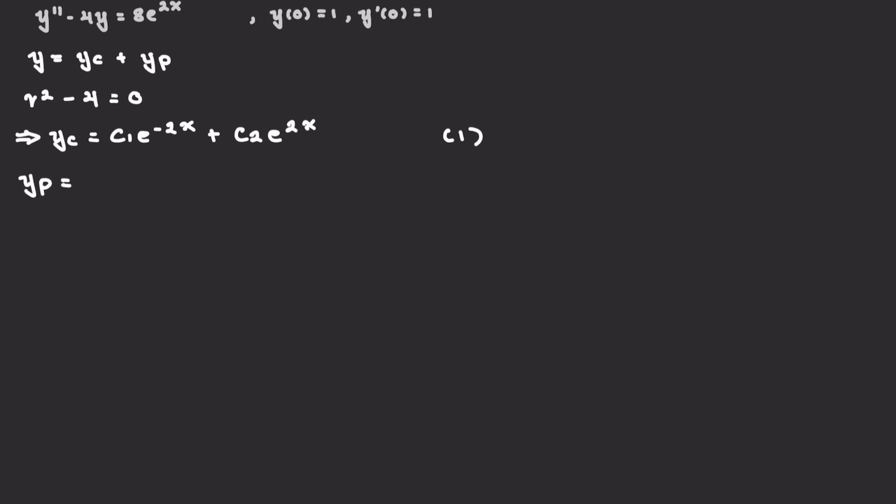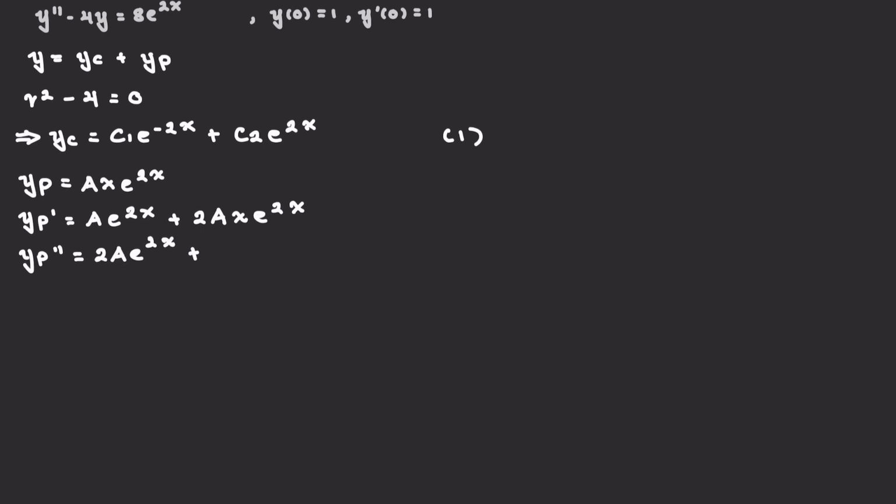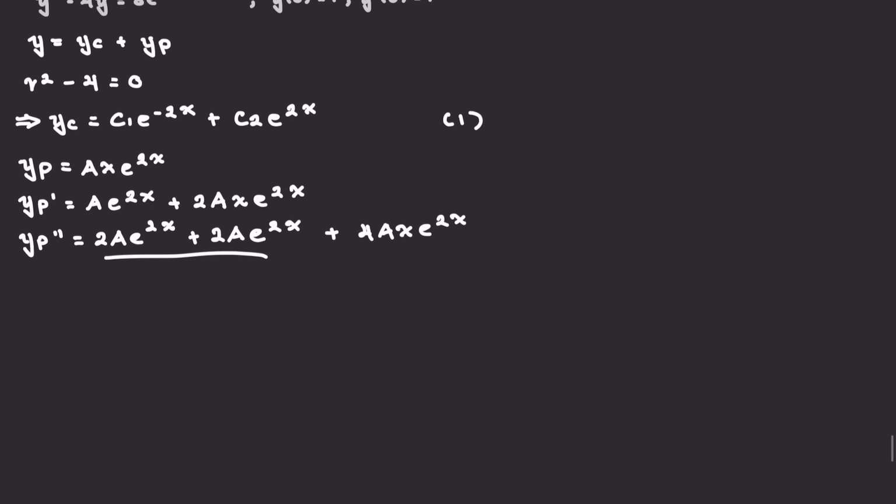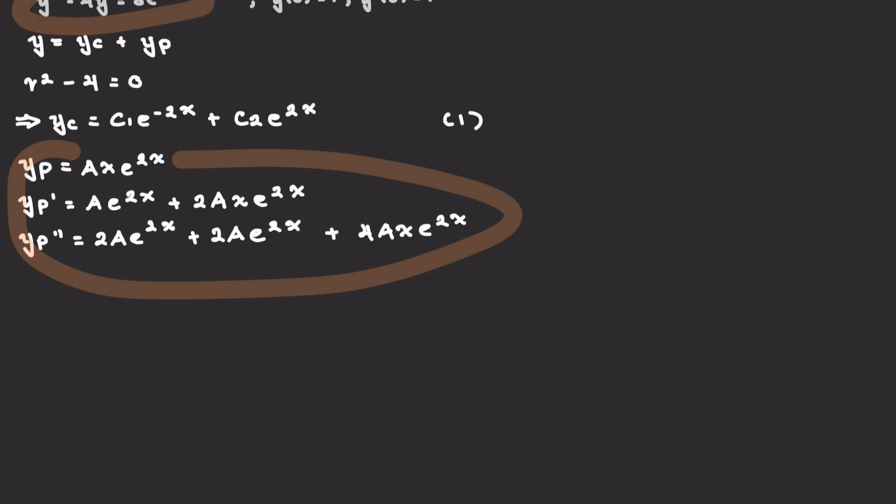So increasing the degree by 1, we can make it y_p = ax e^(2x). Taking the first derivative, we use the product rule: a e^(2x) + 2ax e^(2x). Taking the second derivative, we use the product rule again for the second term. The first one is without the product rule. This is the second one, and we get 4ax e^(2x), and this is just 4a e^(2x). And now plugging our equations here, like the previous problem, into our original ODE, so we can solve for the coefficients.